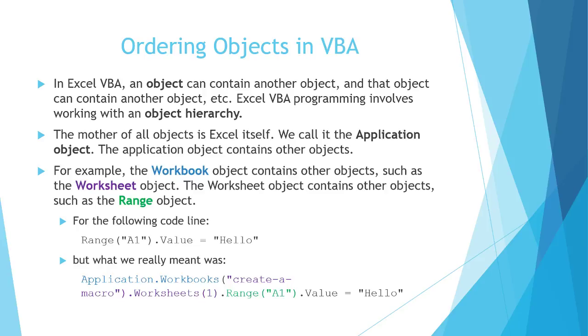So the mother of all objects is Excel itself. It's number one. It's the application object, and that contains every other object. So for our example, once again, we're using some color coding. We've got workbooks in blue, worksheets in purple, and range in green. Excel is an application. It is always going to be the same application. Word would be another application, but for our purposes, we're only dealing with Excel.